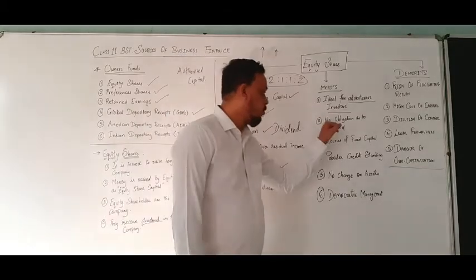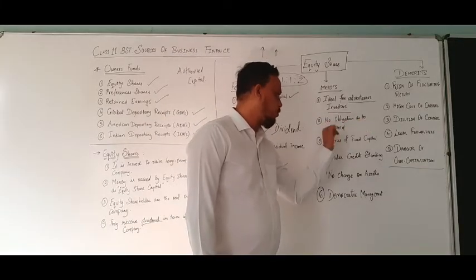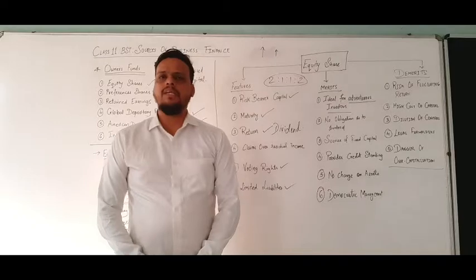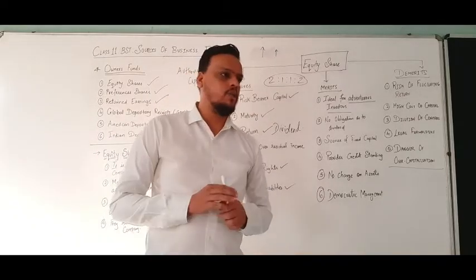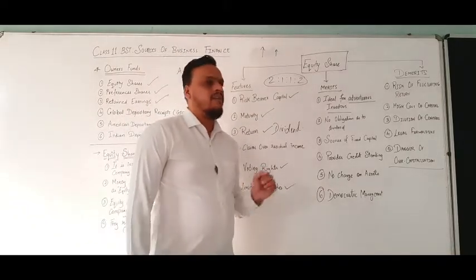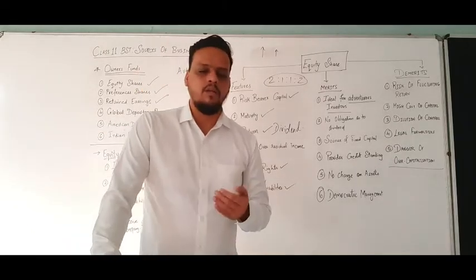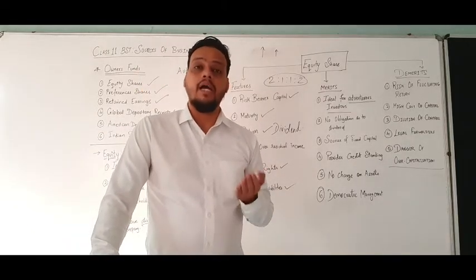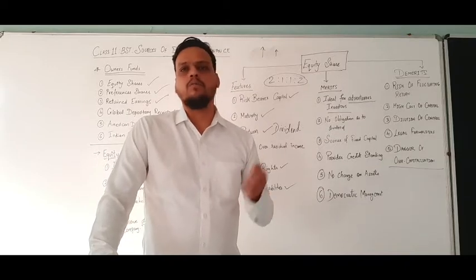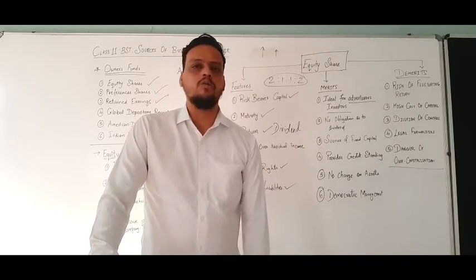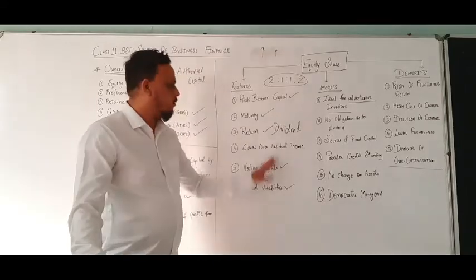Next point is no obligation as to dividend. The company has an advantage here because dividend can be uncertain. Sometimes the shareholder gets a high dividend, a low dividend, or sometimes no dividend. Sometimes losses are also there in this equation.